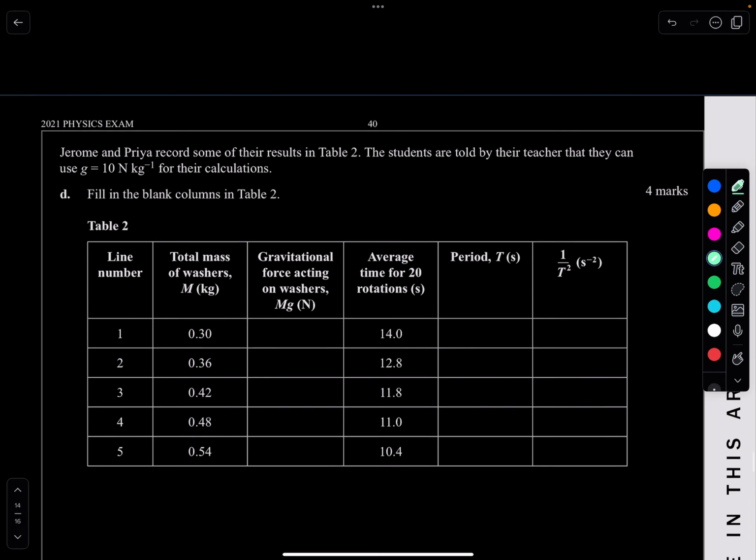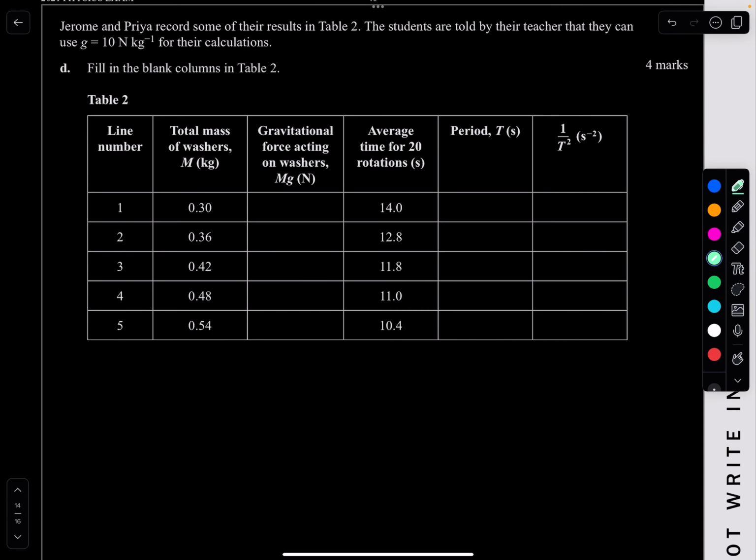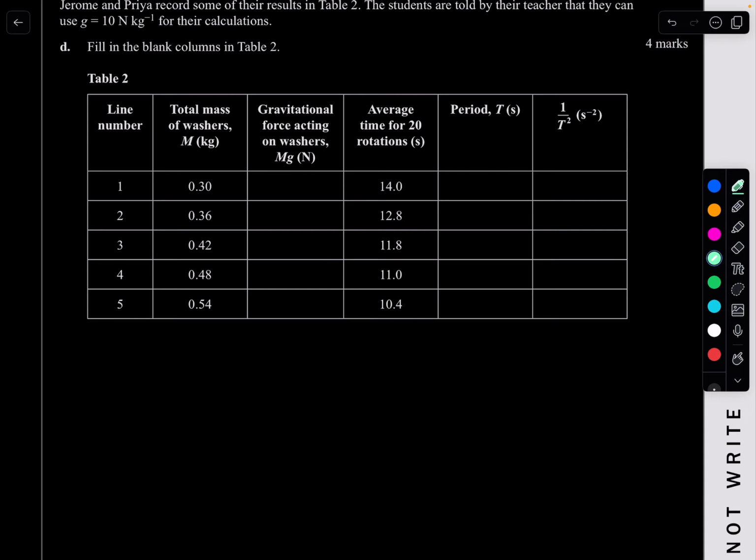All right. Jerome and Priya record some of their results in table 2. The students are told by the teacher that they can use g equals 10 newtons per kilogram for their calculations. Fill in the blank columns in table 2. So we have the total mass of washers, m, and the gravitational force acting on the washers, which is mg. So let's do that. Basically 0.3 times 10, that's 3. Okay, makes sense. So that's going to be 3.0.